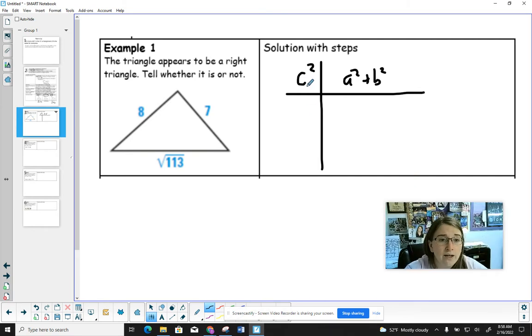So all we have to do is compare both sides. Now, my c squared needs to be the largest side. I will tell you that this is going to end up being the largest side.